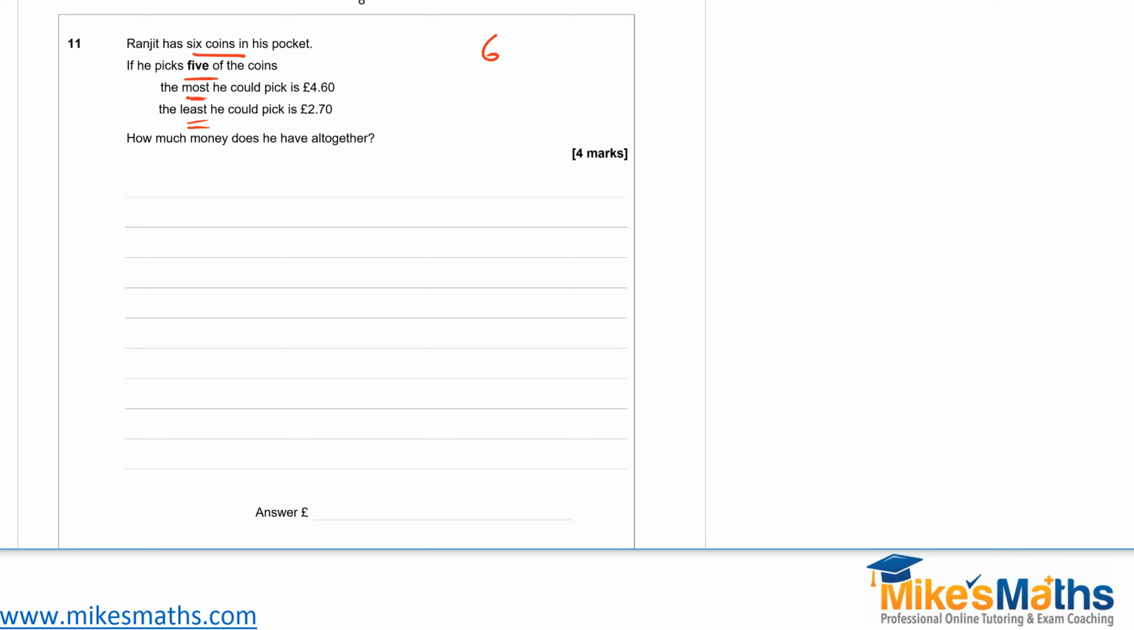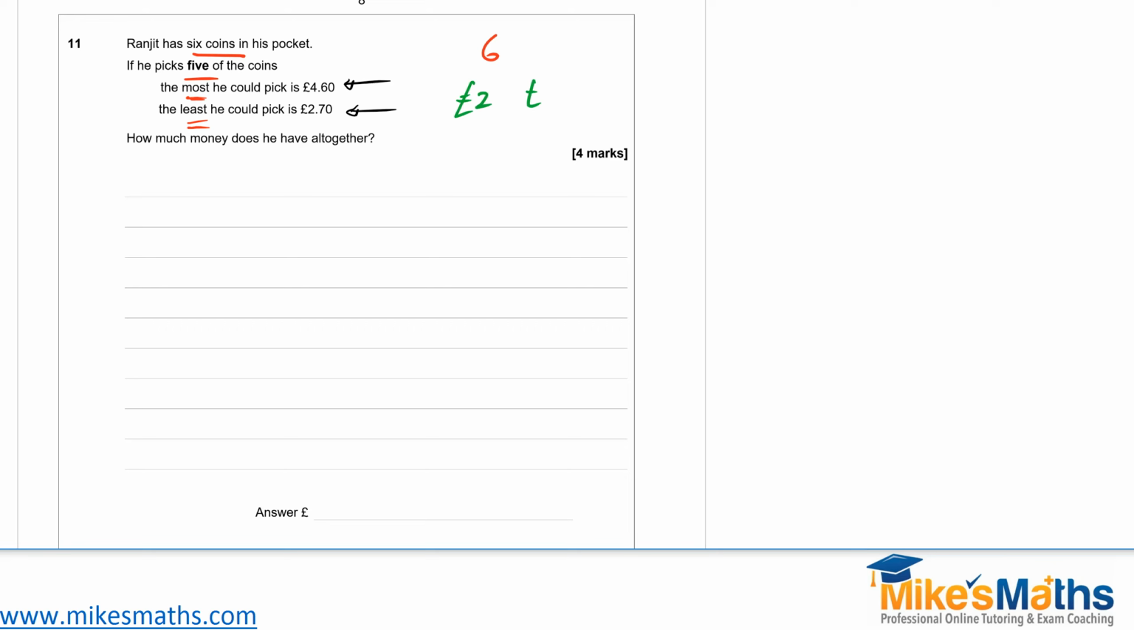He's got 6 coins in his pocket. If he picks 5, we know that's the most he could have. If he picks 5, we know that that's the least money he could have. So we've got to start somewhere. Imagine it's us doing it. It's coins. So what coins could he have?